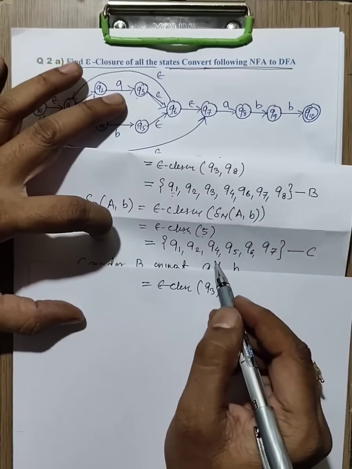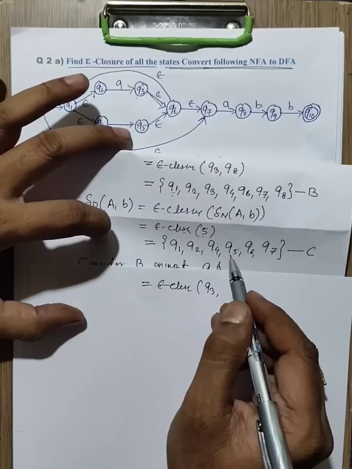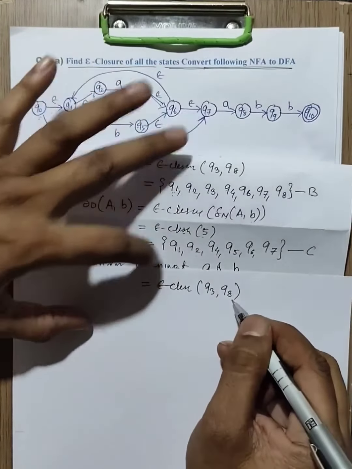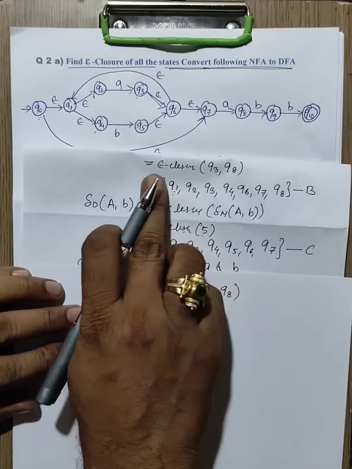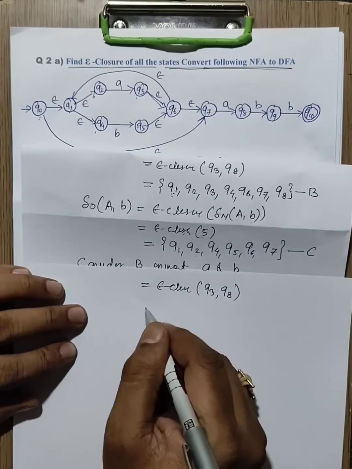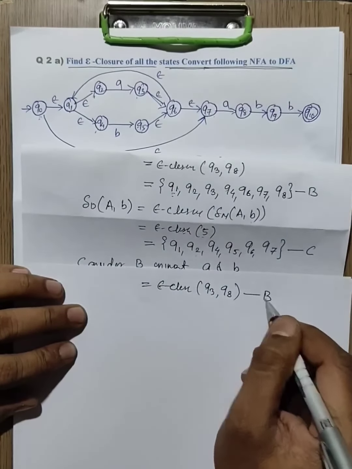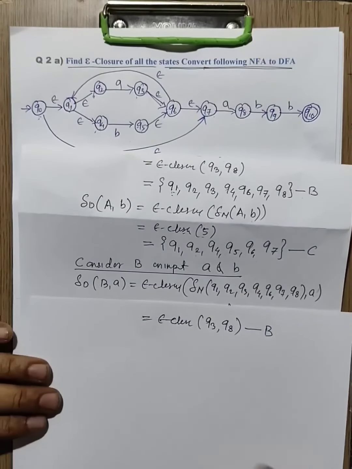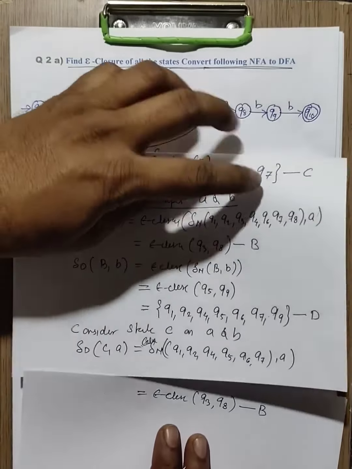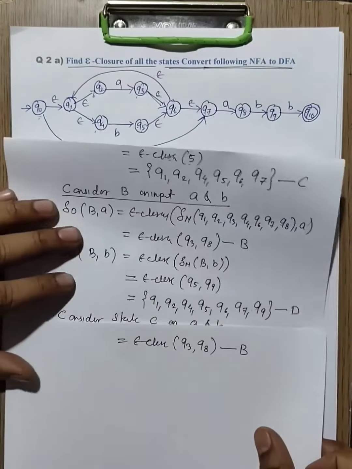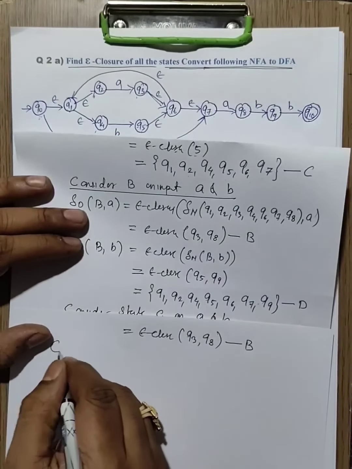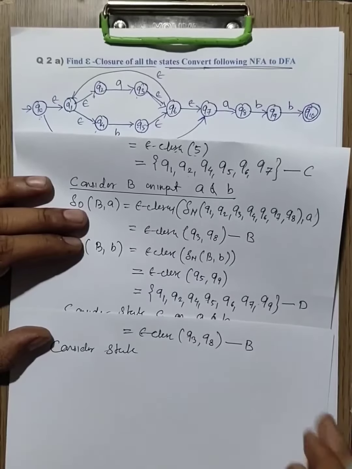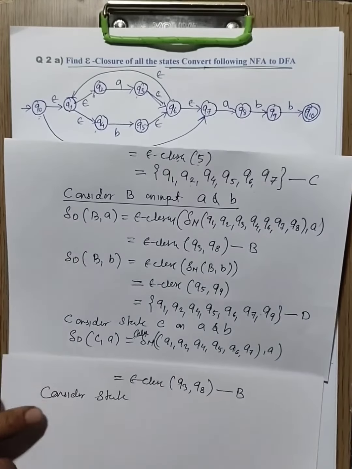Q3. Q4 on A, no. Q5 on A, no. Q6 on A, no. Q7 on A is Q8. Epsilon closure of Q3 and Q8 is this, B. So state C on A is over.